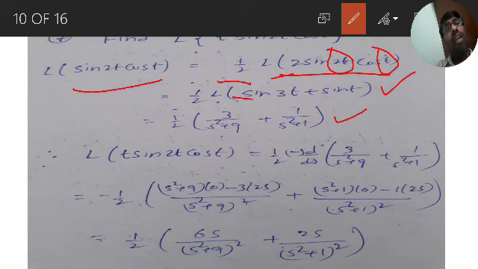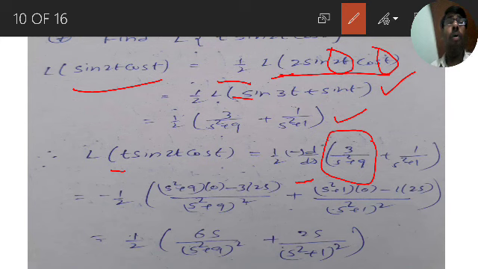Now L of t into sin 2t into cos t is multiplication by t, so you have to do derivative into minus. So 1 by 2 outside, minus outside, d by ds of 3 by s square plus 9 plus 1 by s square plus 1. Here the quotient rule: what does the quotient rule say? V into derivative of u minus u into derivative of v by v square. So s square plus 9 into derivative of 3 is 0, minus 3 into derivative of s square plus 9 which is 2s, by s square plus 9 all square.